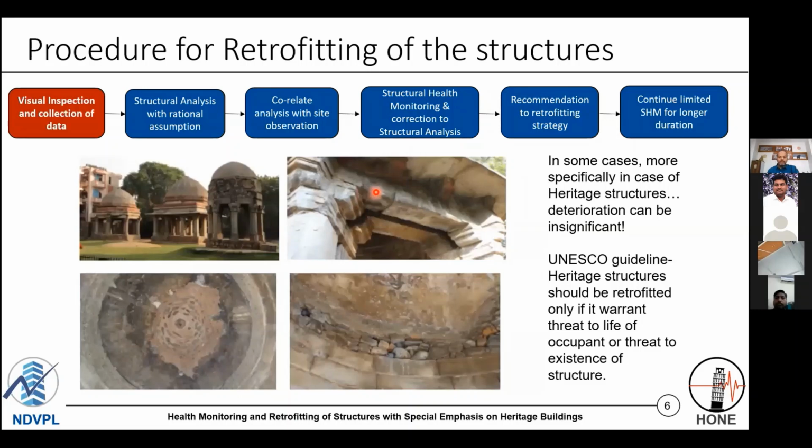But as you see in this photo, the beam is cracked. Now, if the beam is cracked, this beam can fall at any moment. So it's a threat to the life of occupants as well as a threat to the structure. In such cases, we must go for retrofitting.